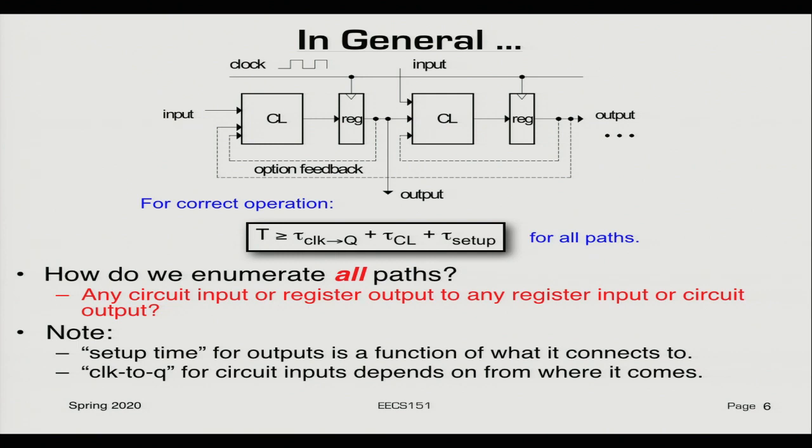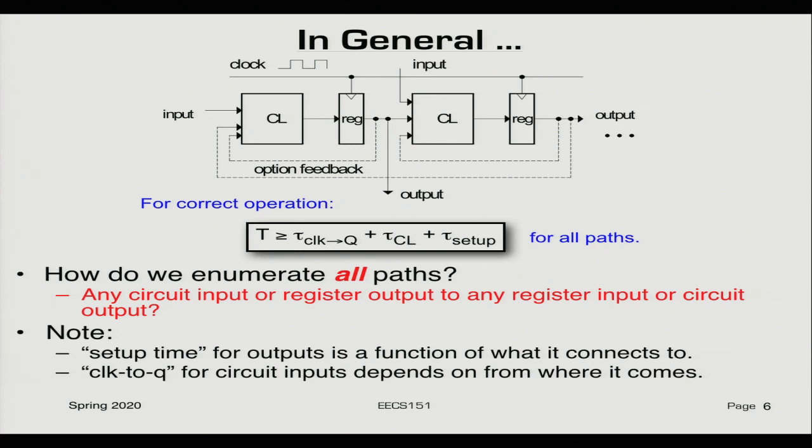Yeah, so this notion of setup time and clock to Q applies to the registers, but it also applies to the outputs. So setup time for an output is a function of what it connects to. If this output is going to another register, then that register will have its own setup time. If it's going through a combinational logic block, then into a register, that will effectively increase the setup time requirement for this output.